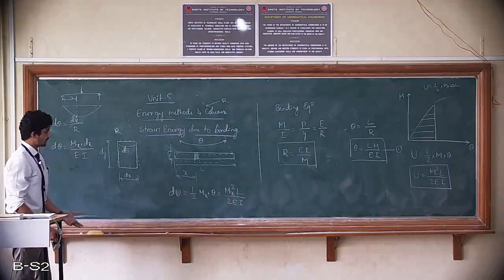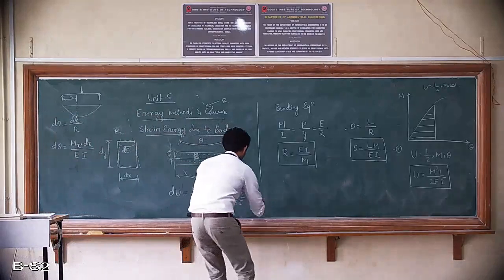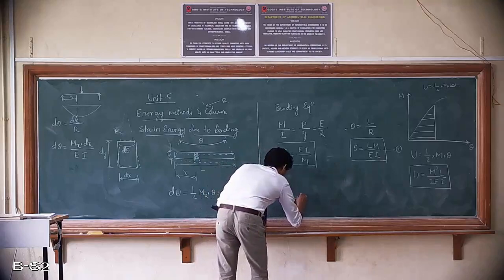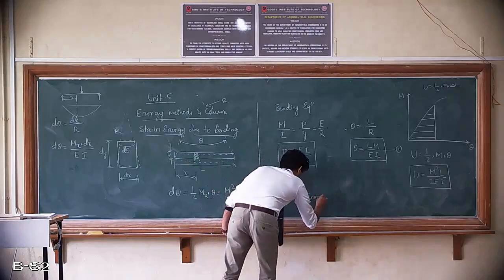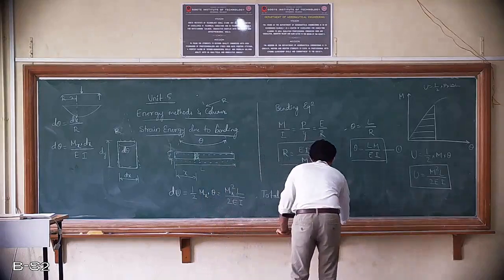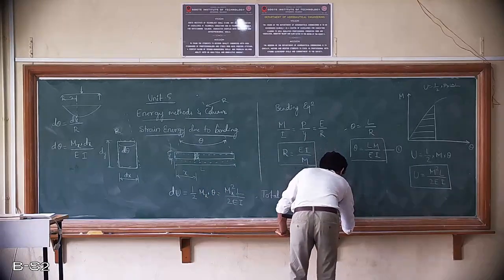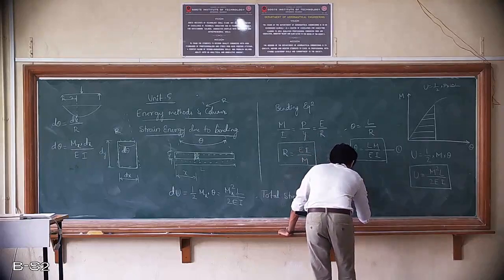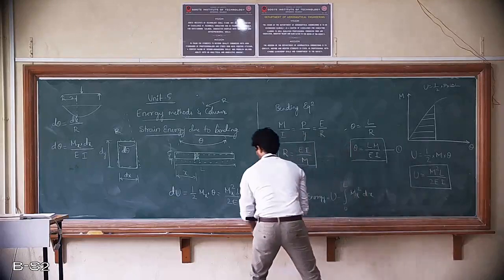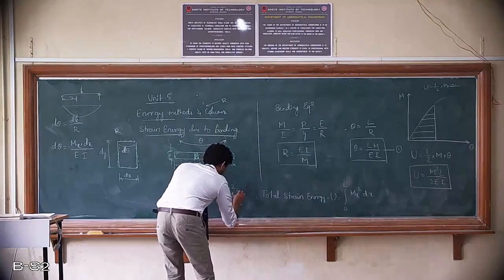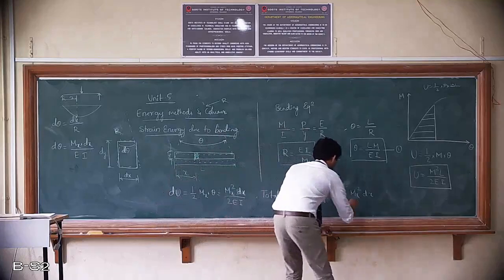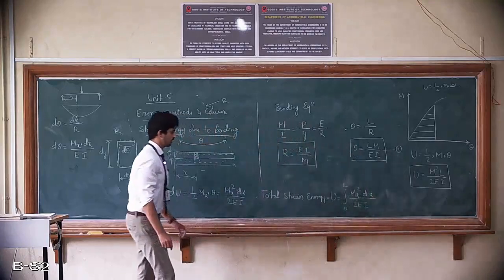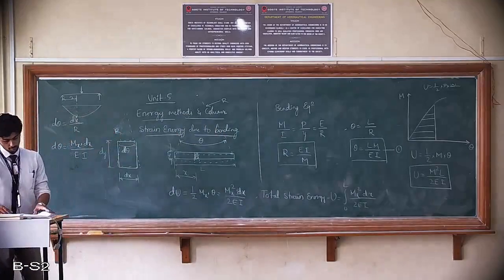Now, what will be the total strain energy? The total strain energy due to bending, considering the element, is equal to the integral from 0 to L of mx square dx divided by 2EI. Sorry, this is supposed to be dx. That is the strain energy equation due to bending.